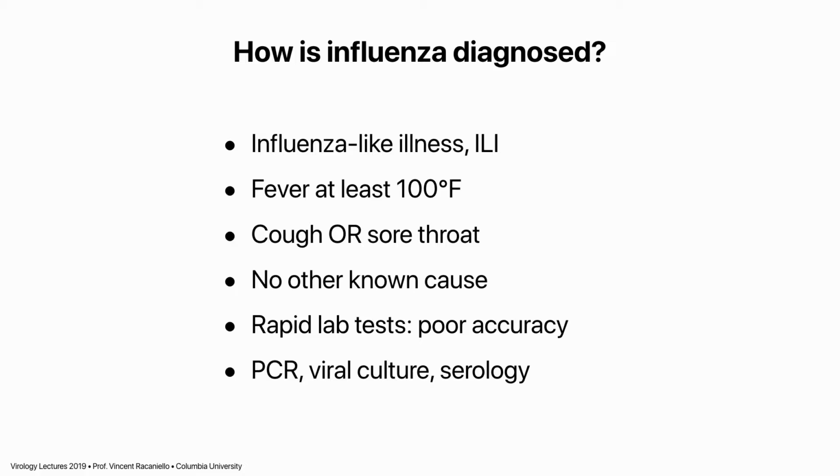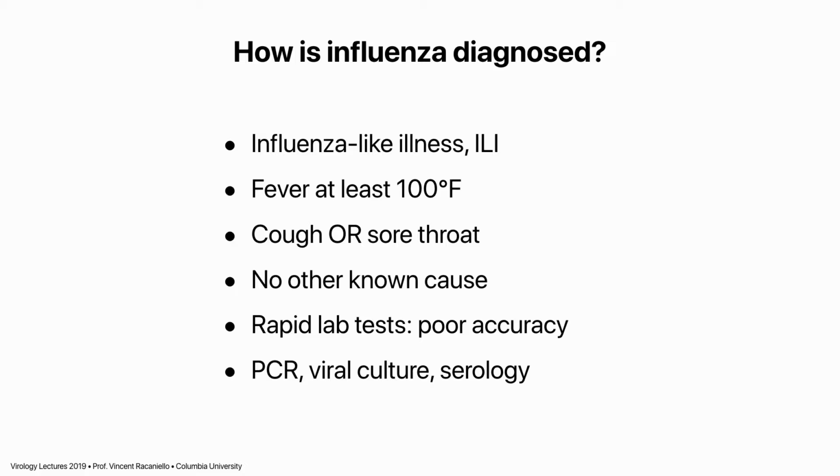Nowadays, we can diagnose influenza in a couple of ways. It's called influenza-like illness. So the CDC says all you need is fever of at least 100 degrees and cough or sore throat. And if you are in the influenza season, which is the fall through March, April, or May or so, no other known cause, they say it's influenza.